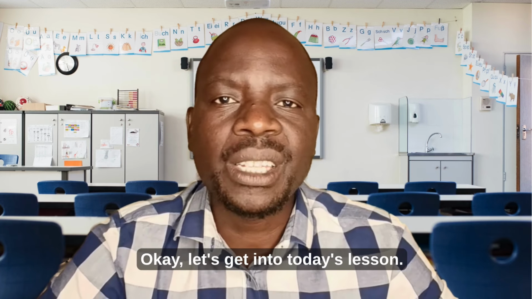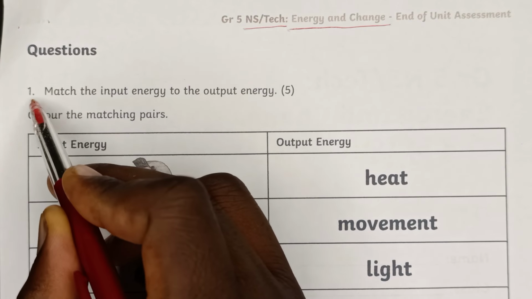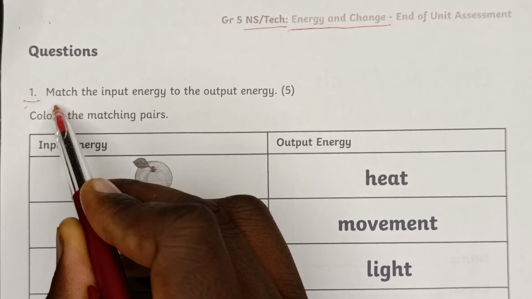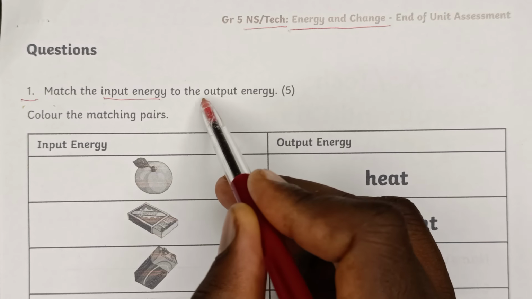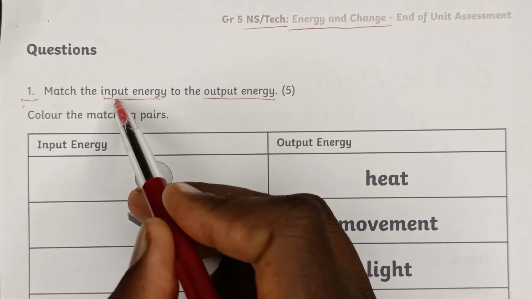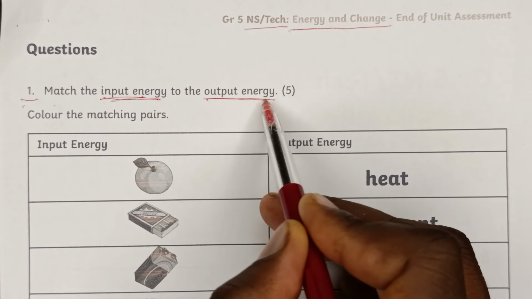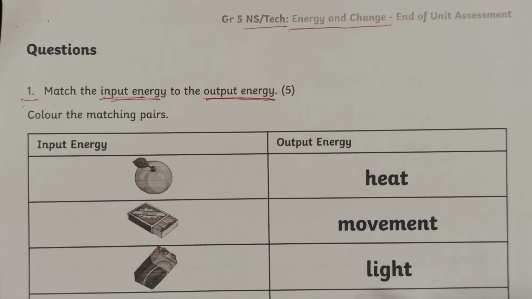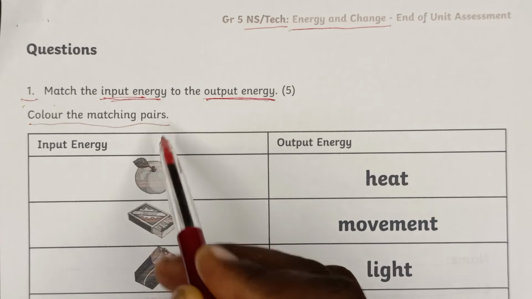Okay, let's get into today's lesson. So, straight to the first question. Question 1 says, match the input energy to the output energy. So we look at the input energy and we try to match it with the output energy. Here the instruction says color the matching pairs.